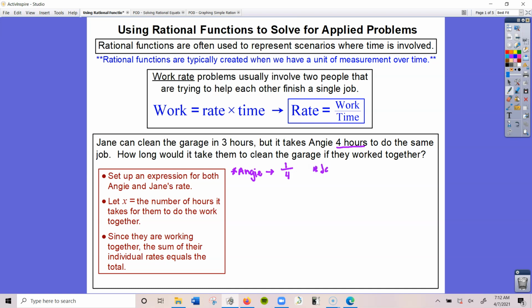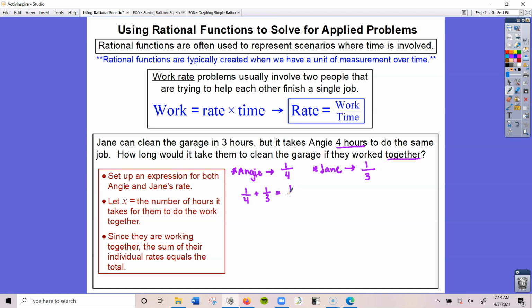Jane takes 3 hours to clean the garage. So that's again 1 garage in 3 hours. Now it says, how long would it take for them to clean the garage if they worked together? If they work together, that means Angie's rate plus Jane's rate would have to equal a new rate, the rate of them working together. So if I add 1 over 4, Angie's rate, plus 1 over 3, which is Jane's rate, that's going to equal the rate of them working together.